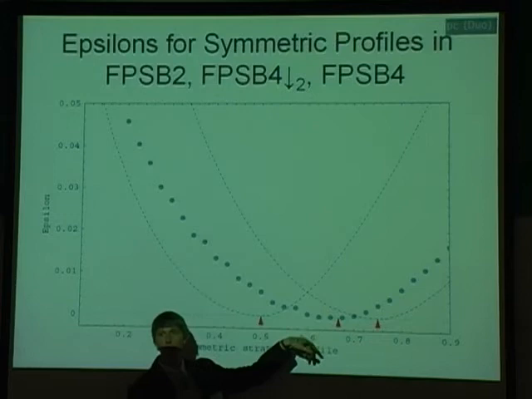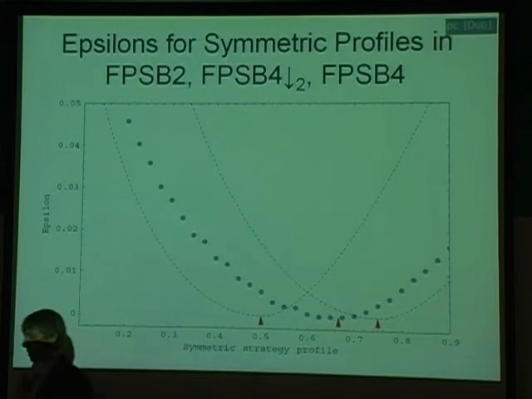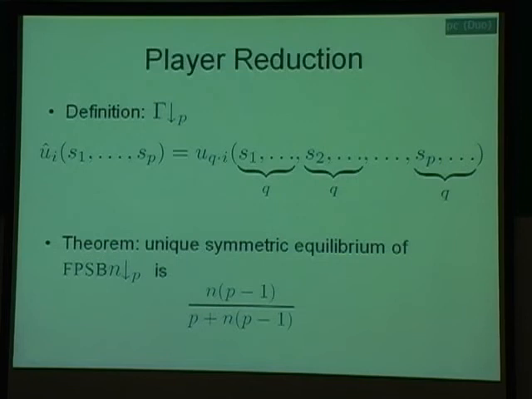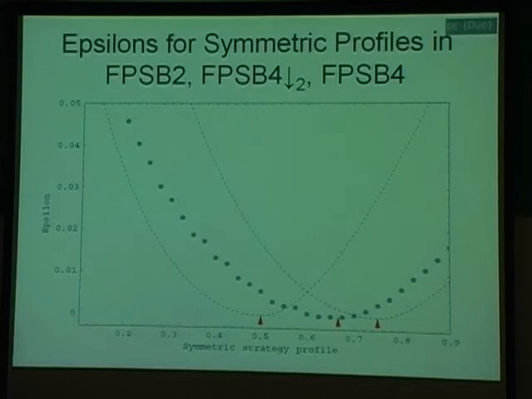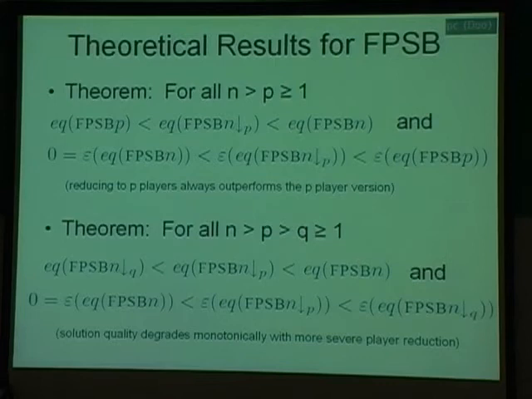We don't have a closed form for the epsilons. We do have a closed form for the equilibrium. That's the equation there. But the point is that both in terms of epsilon and in terms of actual proximity to the equilibrium, we're much better off with this two-player reduction than the actual two-player game. And we have some theoretical results to generalize that to any number of players.